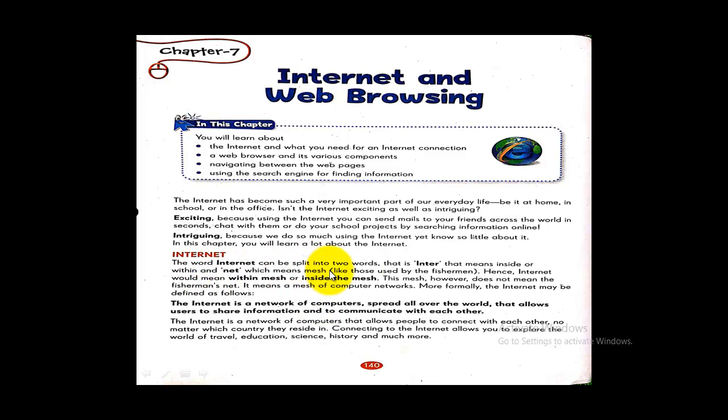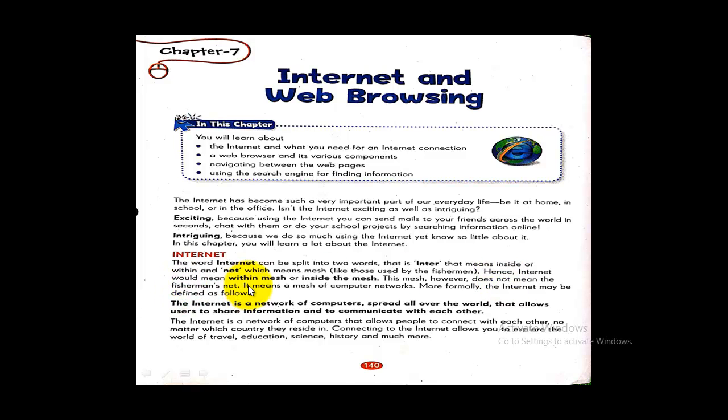The word internet can be split into two words: inter, which means inside or within, and net, which means mesh, like those used by fishermen. Fishermen use a net, which means mesh.